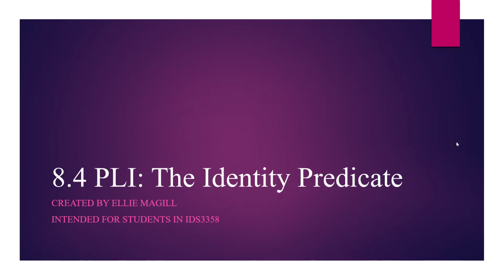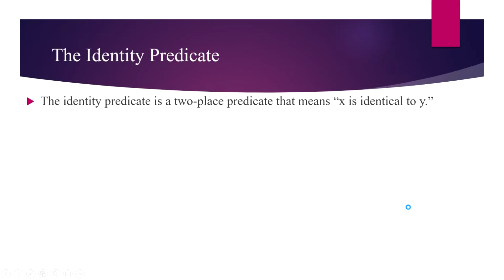All right, in this lesson, we're going to talk about the last new piece you need for symbolization in predicate logic, which is the identity predicate. The identity predicate is a two-place predicate, like any others, that means X is identical to Y. The only thing that makes this predicate special is that we create a special symbol for it, and we use it across the entire system of predicate logic. It doesn't depend on any symbolization key.